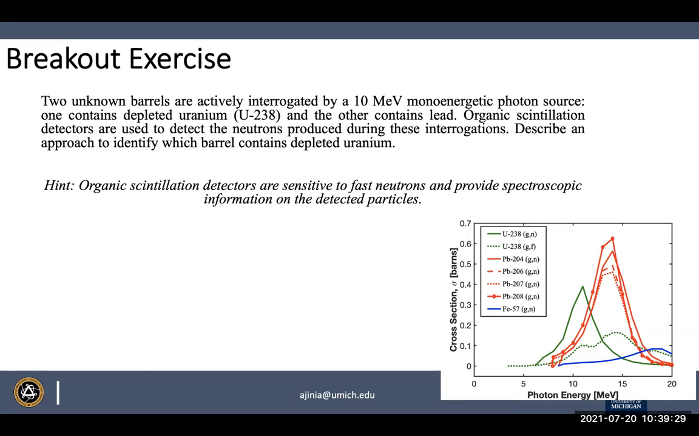The answer is based on the points that we discussed in today's class. I've also included a cross-section plot for your reference. Make sure to use it. I'll give about 10 minutes, and after 10 minutes we come back and discuss our findings. So Chris, I'm going to ask you to open breakout rooms now.